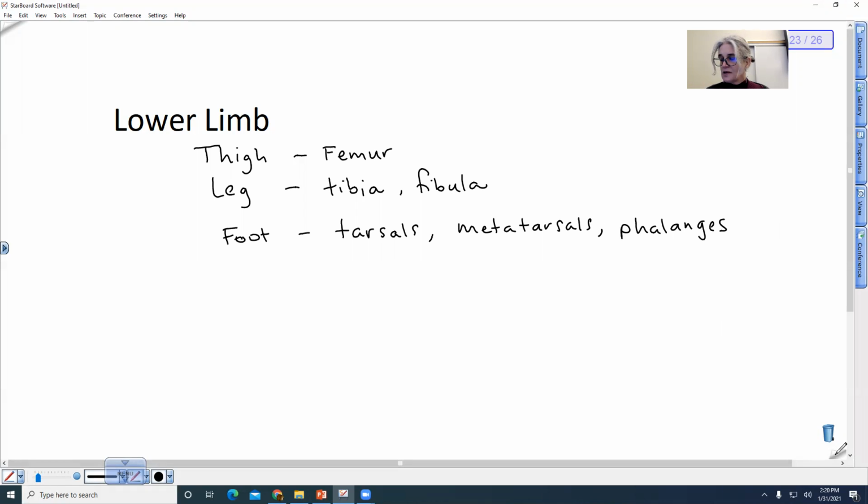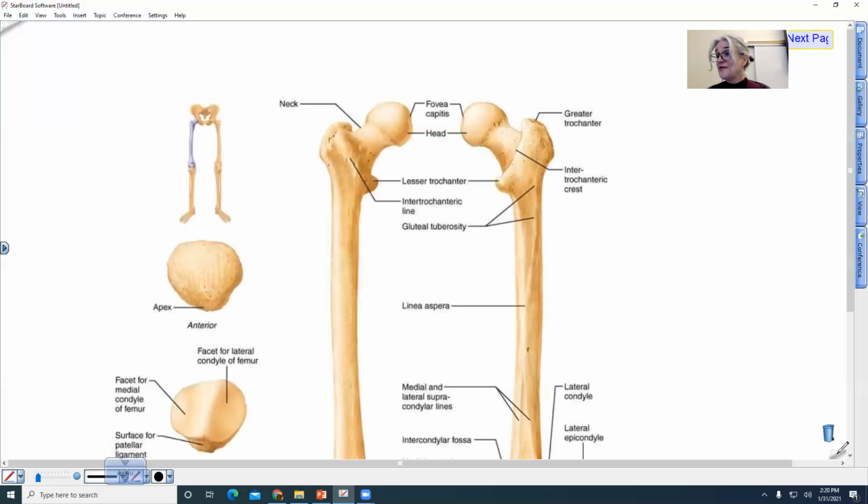Okay. So let's look at the structure of your femur. Your femur is the biggest bone in your body. And it's kind of interesting because it articulates with the acetabulum of your coxal bone. It articulates over to the side, right? So your leg is actually coming off the side. And so it is connected.